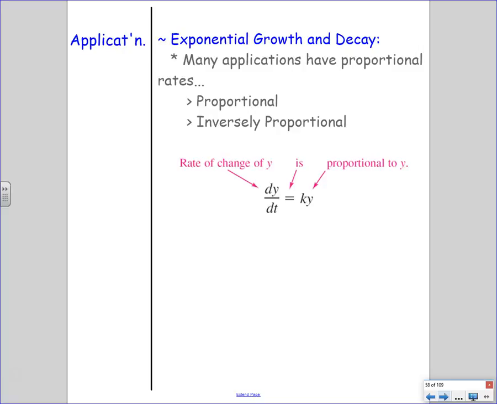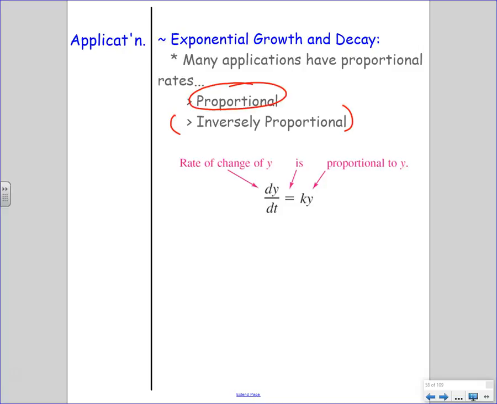Could be directly proportional, could be inversely proportional. Not inversely proportional, that wouldn't make sense. That'd be squared. Inversely proportional, that is possible, but that would not be an exponential growth. So exponential growth and decay comes specifically from directly proportional.